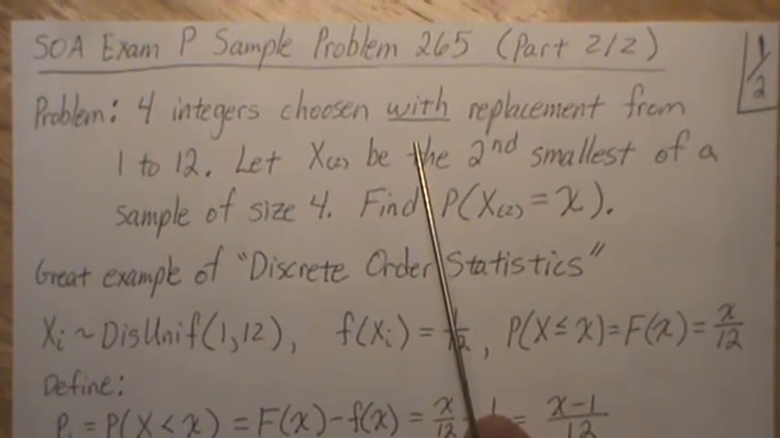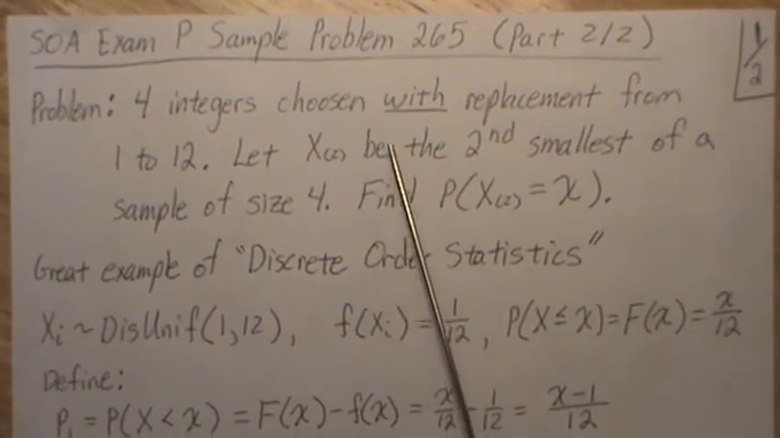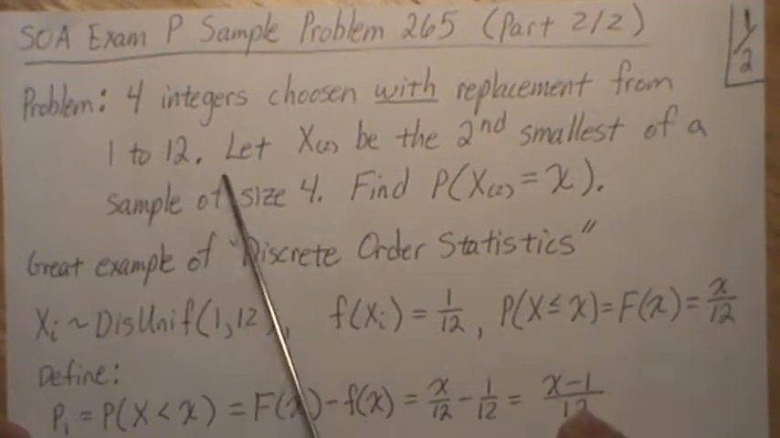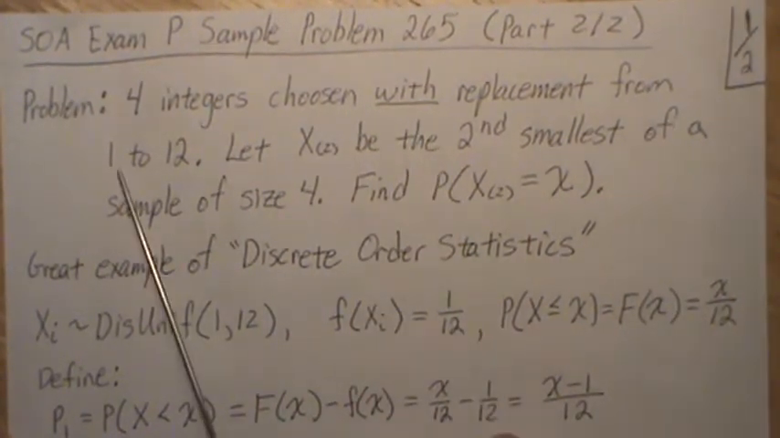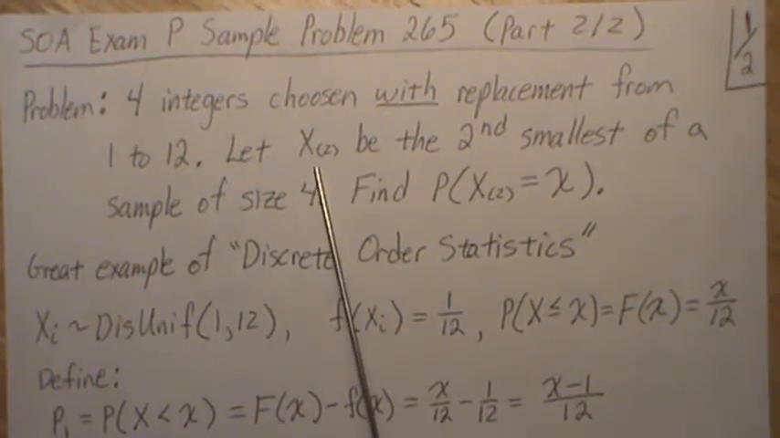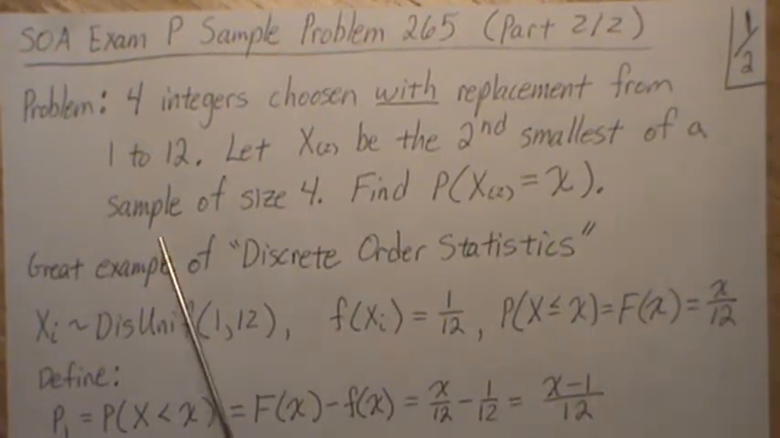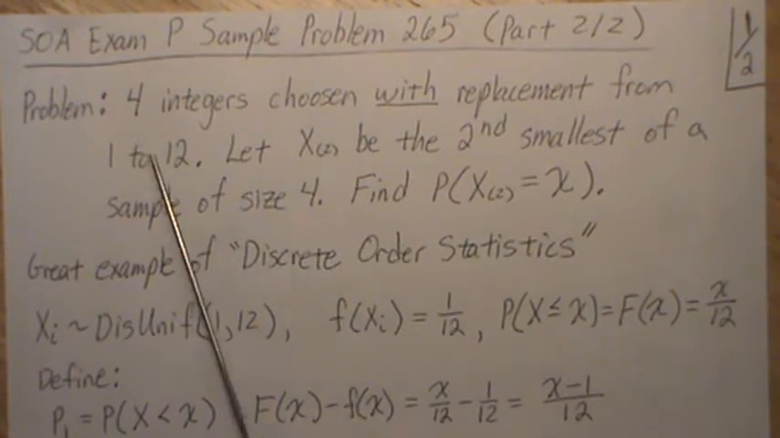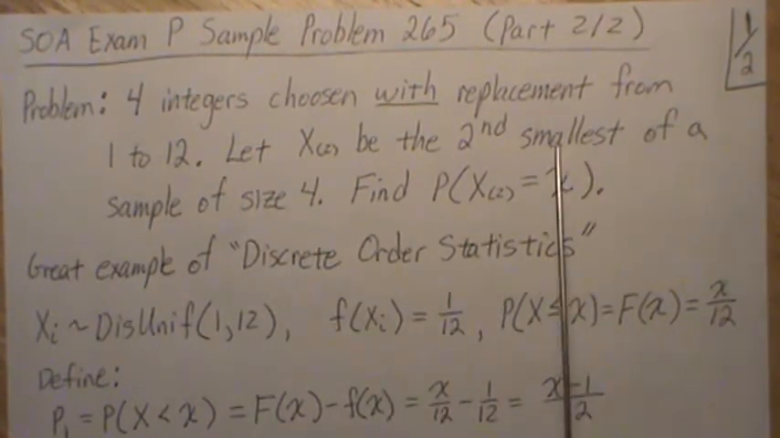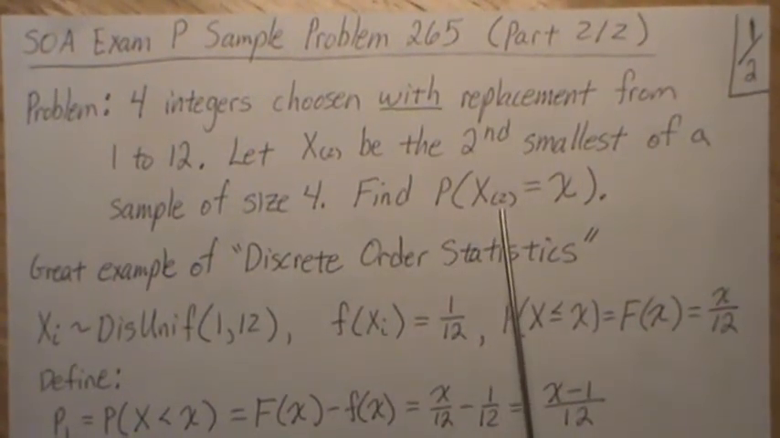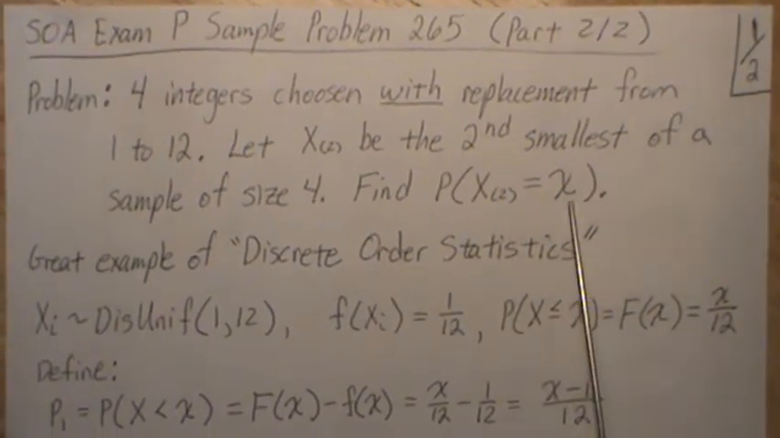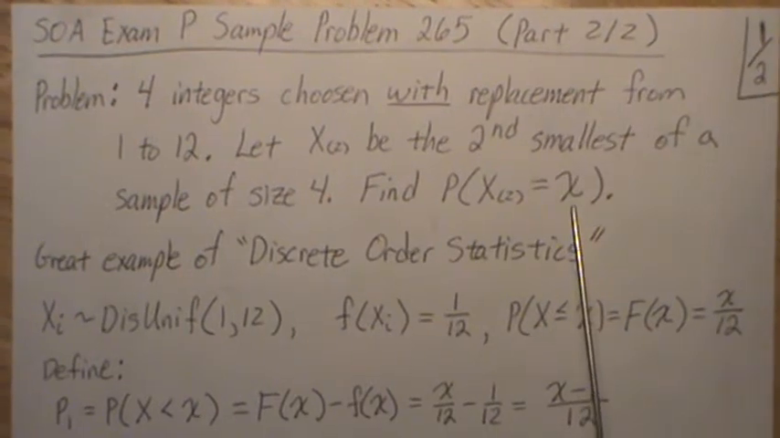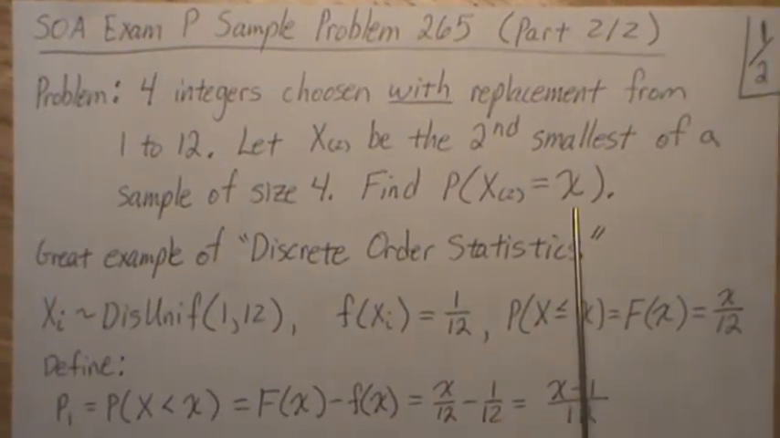So we're going to put them back into the sampler of integers 1 to 12. So the problem is 4 integers chosen with replacement from 1 to 12. Let X2 be the second smallest of a sample of size 4. We want to find the probability mass function, or the probability that the second smallest observation is equal to x. x can only take on the numbers 1 through 12.